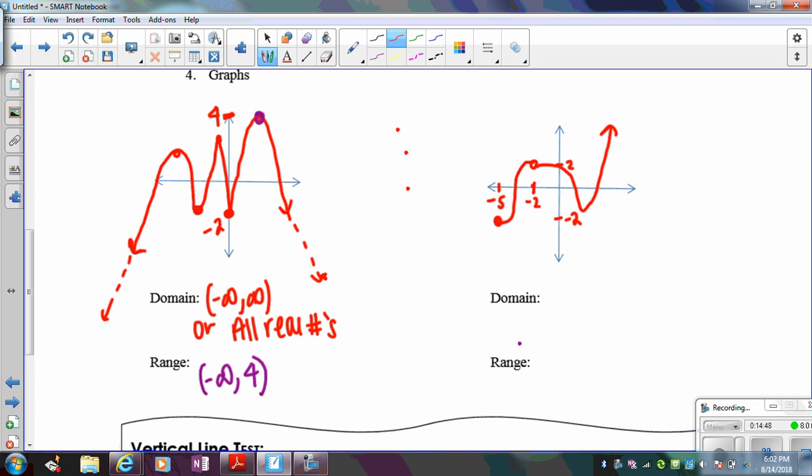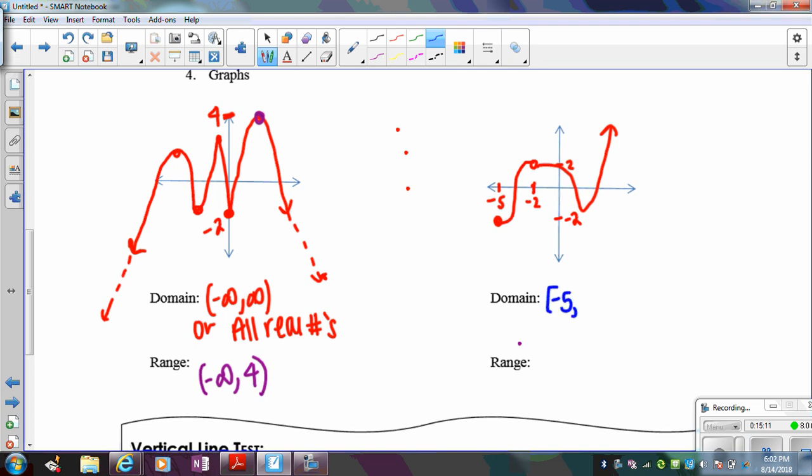So for this one, what ends up happening for our domain is if you look from left to right, imagine starting at the left, the leftmost point that you include is going to be -5, an x value of -5. That's the furthest left you'll ever go. There's no arrows over here. It stops. So it's going to include that -5. So I'm going to put a hard bracket around that.